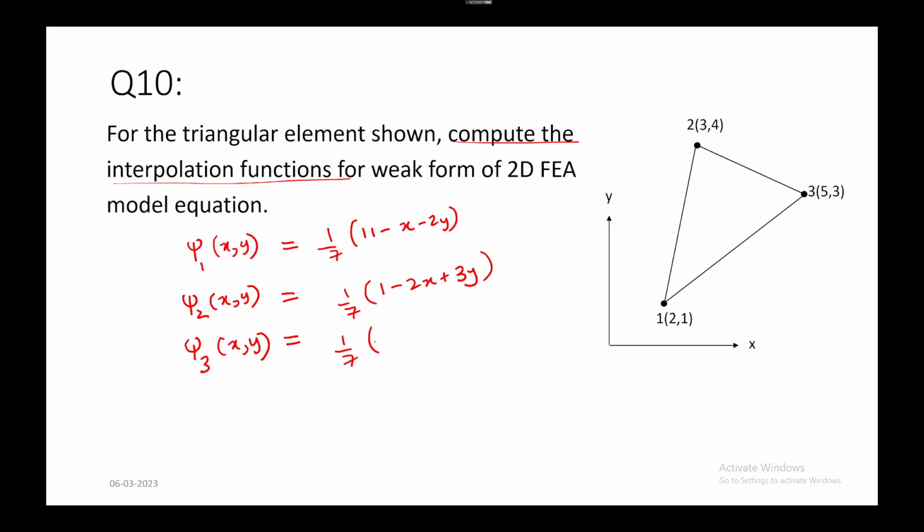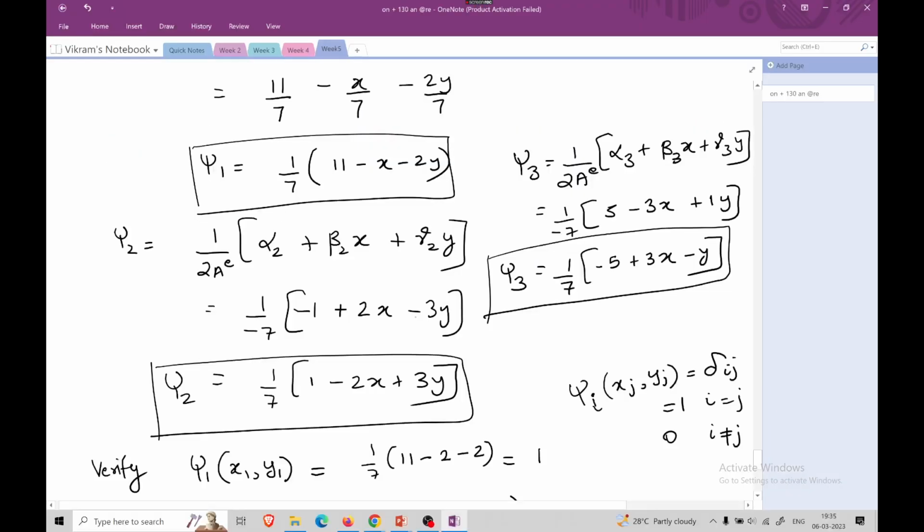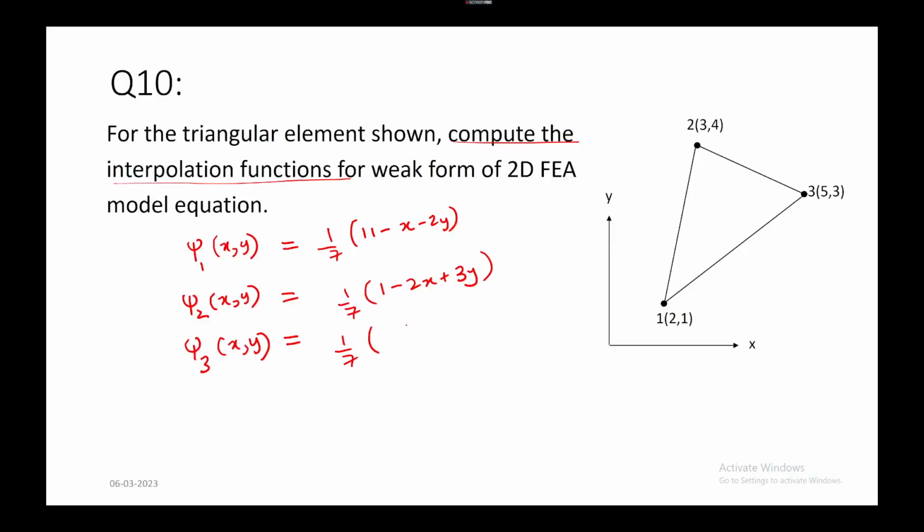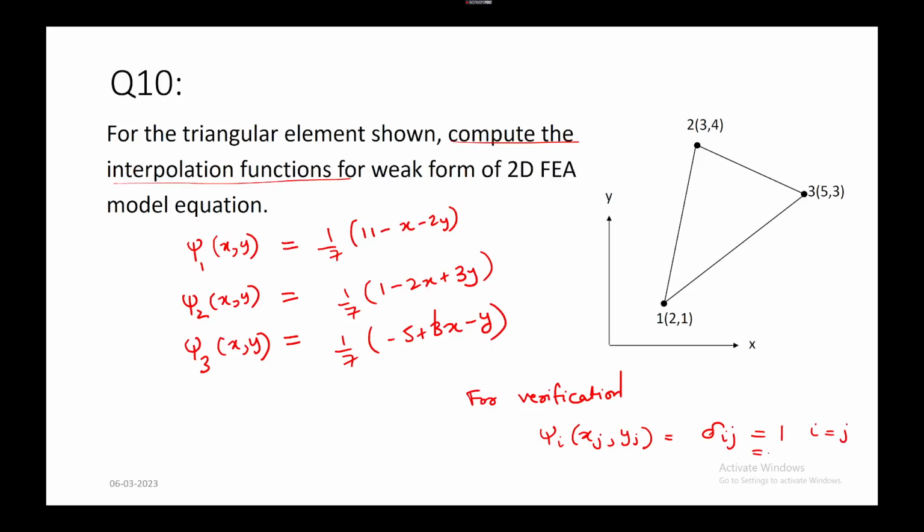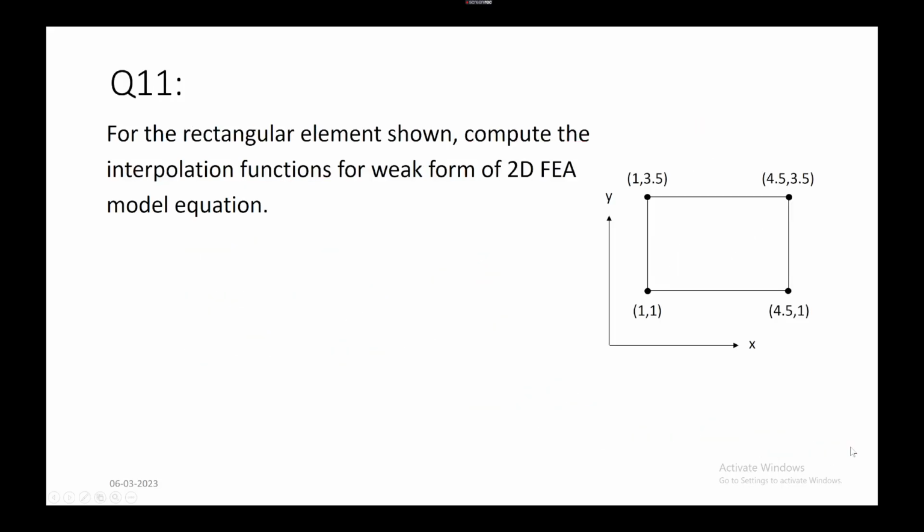This was 1 by 7 into minus 5 plus 3x minus y. So this is the final result. So whether what we got is correct or not, for the verification, we can say that psi i of xj comma yj should be delta ij, which is equal to 1 when i equals j and 0 when i not equal to j.